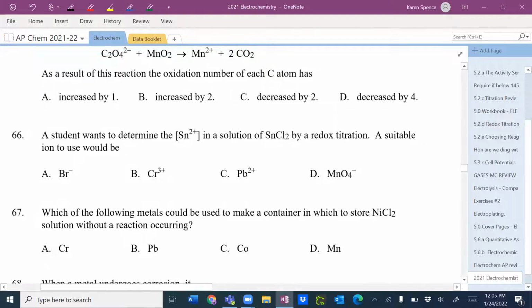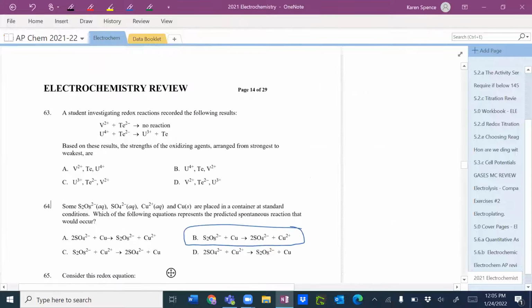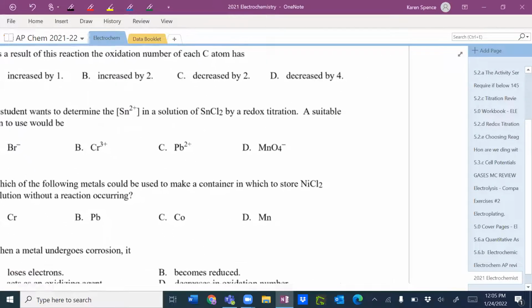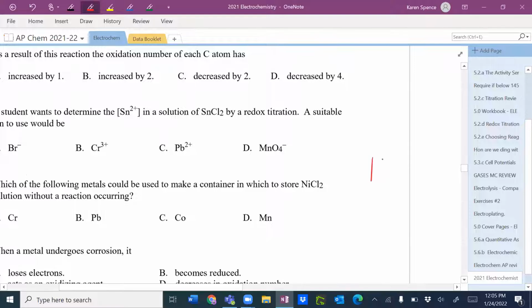66. A student wants to determine the concentration of Sn2+ in a solution of, oh, that wasn't good. Where'd it go? There it is. So if I want to determine the concentration of Sn2+, that's going to go in my flask. And I want to do it by a redox titration. So I want to figure out what's going to go in my burette.